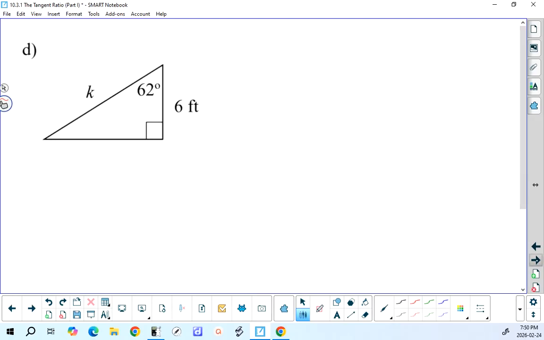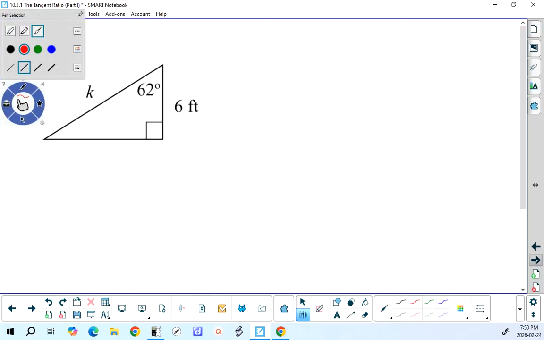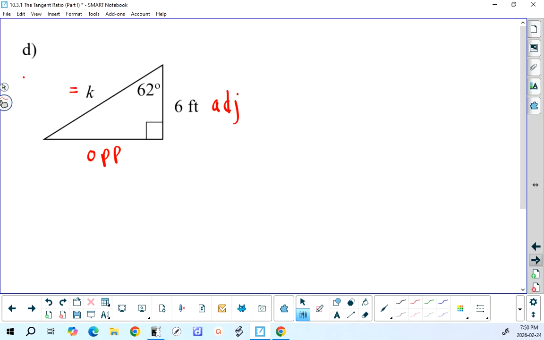Now we have one more example to do. You're asked to find k, so we label the sides relative to this angle of 62. This is the opposite. This is the adjacent. Uh-oh. This that we're trying to find is the hypotenuse. But the hypotenuse isn't in our formula. What we're going to have to do is find the opposite side with the formula, and then we can use the Pythagorean theorem to find the hypotenuse.